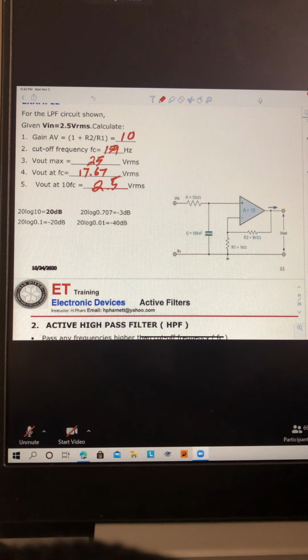Can you repeat number 5 again, please? Yes. Okay, you want to calculate the VL at 10 times the cutoff frequency, you take the VL maximum times 0.1. Yeah, maximum. 0.1. Thank you.